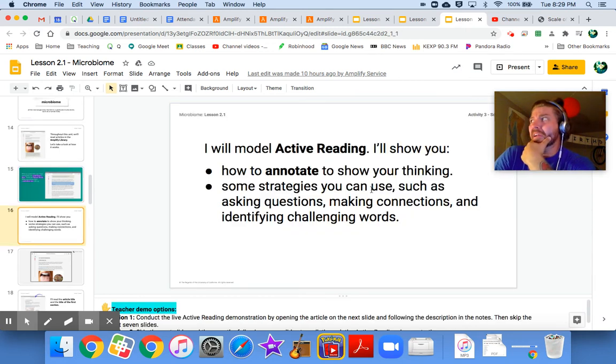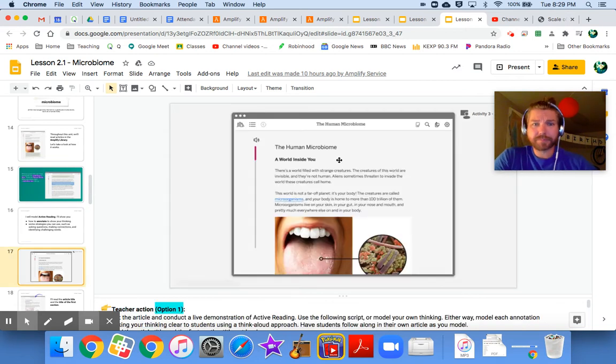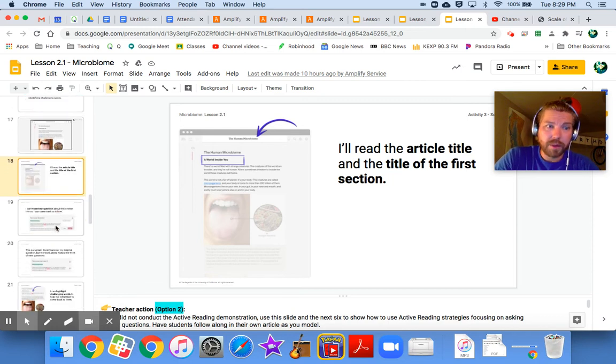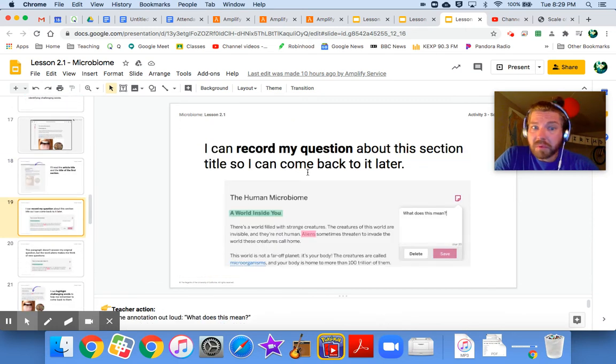I will model. I guess I'm supposed to model active reading for you. And we're going to do that on the next few slides, okay? Let's say you're reading this article, which you will read, The Human Microbiome, A World Inside You. Well, one of the first things I'm going to do, like I just did, is read the article title and then the title of the first section first, The Human Microbiome, The World Inside of You. And what I might do is write a question down about either the human microbiome or a world inside you. So, look, what does this mean? A world inside of you.